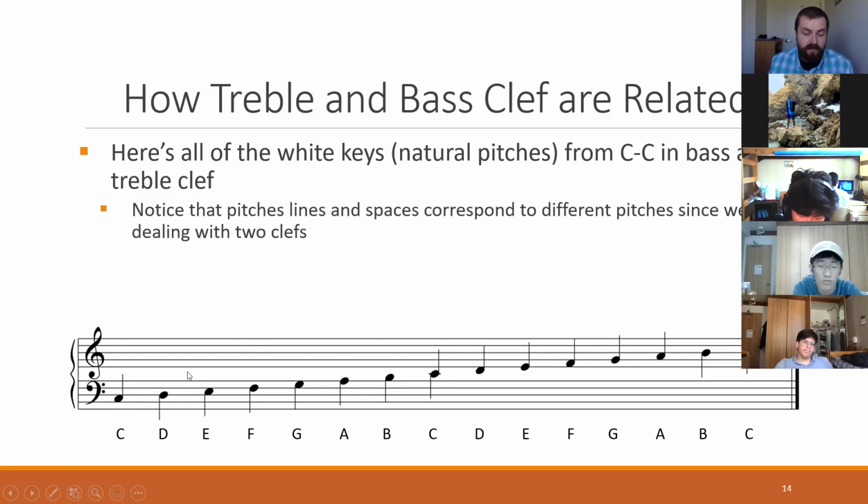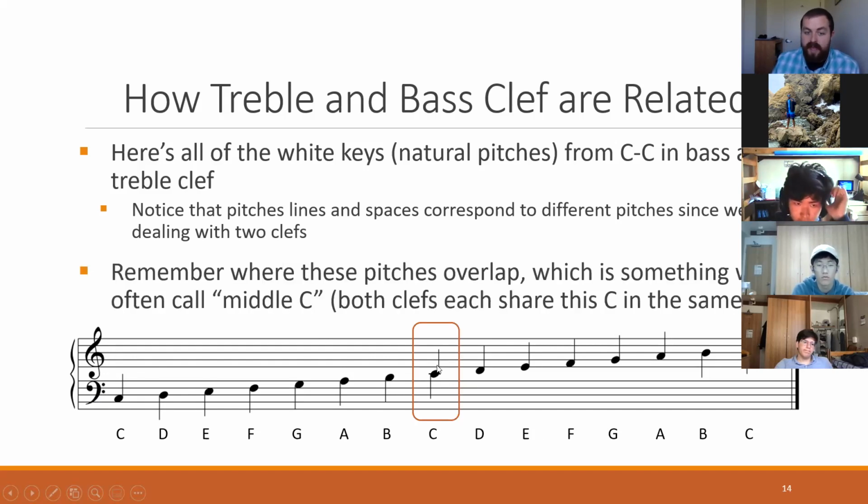So we have to be really careful about this and always start from whatever our clef is. We can't just assume what the lines and the spaces mean, because if we do that, we might get the wrong answer. And the way that treble and bass clef combine is right here.